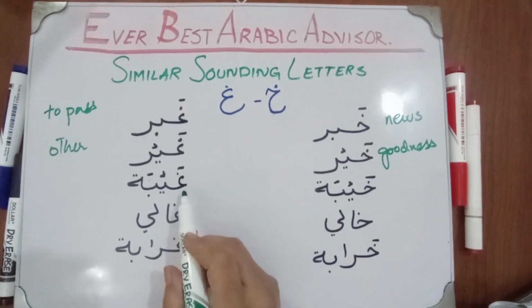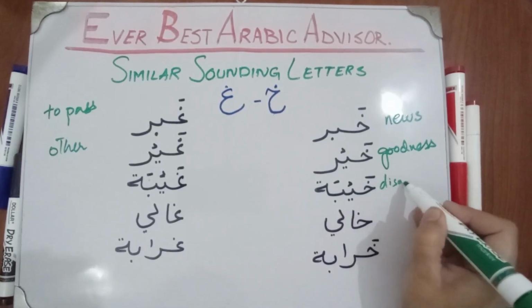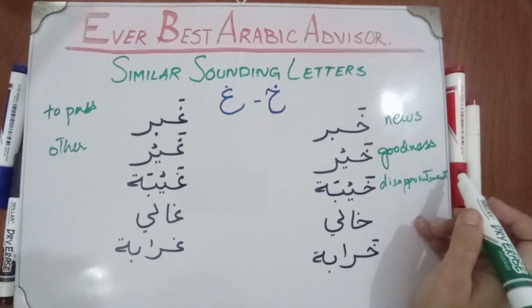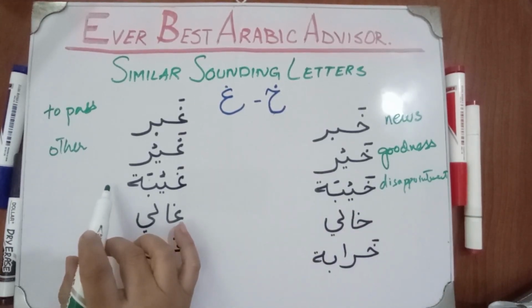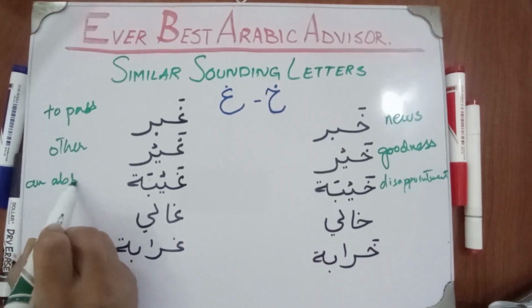Khaibah is disappointment. And ghaibah is an absence, when we are not present. Absence.